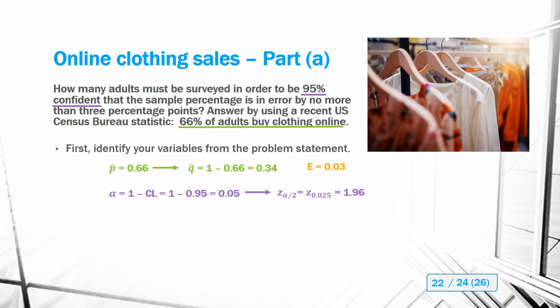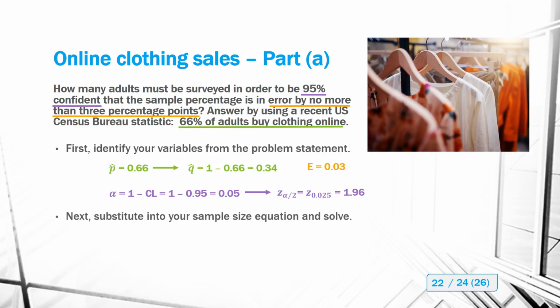The margin of error for this particular problem is 0.03. Where did that come from? Well, in the problem statement, it reads we want to be in error by no more than 3 percentage points. So 3 percentage points, 3%, 0.03.